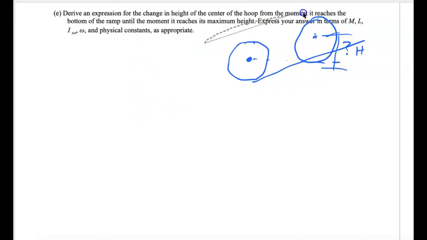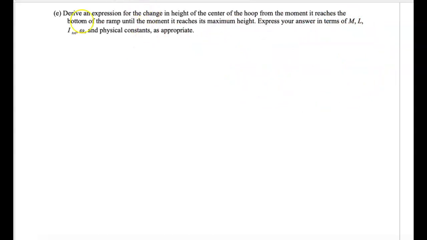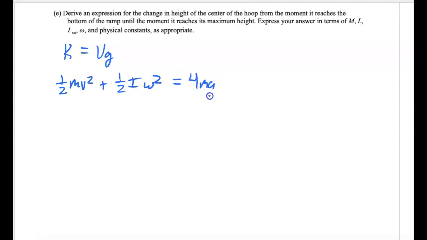Let's go ahead and get rid of that so we have enough room here to put everything. And let's start by saying that we know that the kinetic energy at the bottom should be equal to the potential energy due to gravity at the top. And because we have more than one type of kinetic energy, we need to put both in. So this is 1/2 mv squared plus 1/2 I omega squared. And that is equal to 4 times mgh.